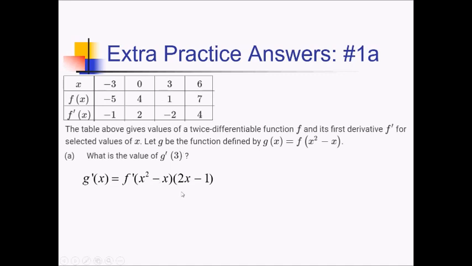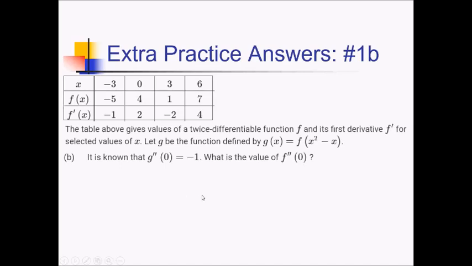All right, so let's go ahead and find g prime of 3 now, just plugging 3 in for all the x's here. And when we do that, we see that we are taking f prime of, let's see, 9 minus 3, so that's f prime of 6. And over here, this is going to be 6 minus 1, which is 5. So we have f prime of 6 times 5. Now, f prime of 6, let's hope that that's in the table. It is. If we look at the x value 6 in the table, f prime of that is going to be 4. So this is really 4 times 5, which comes out to 20.